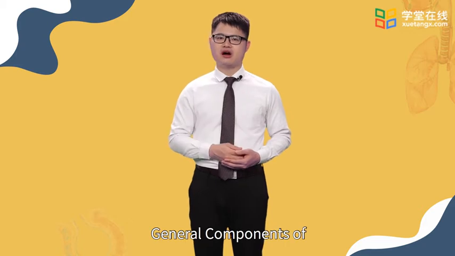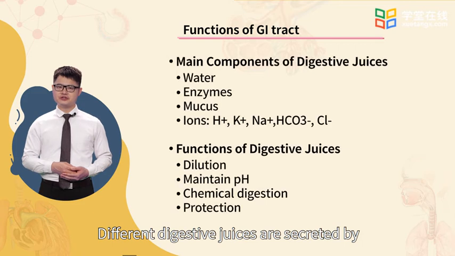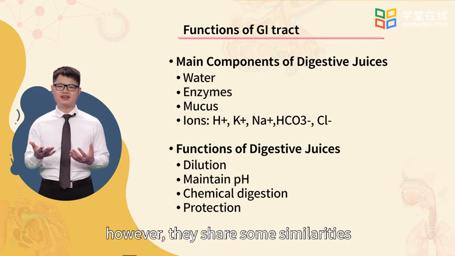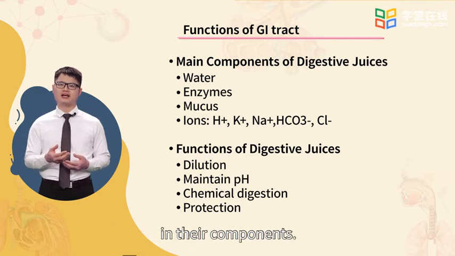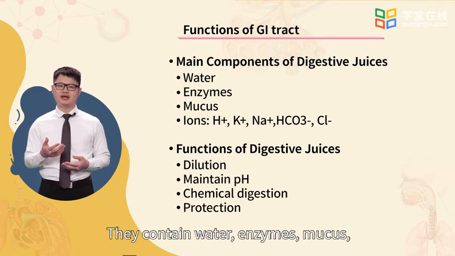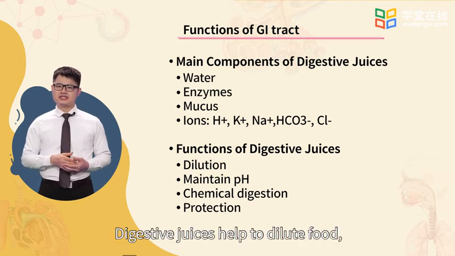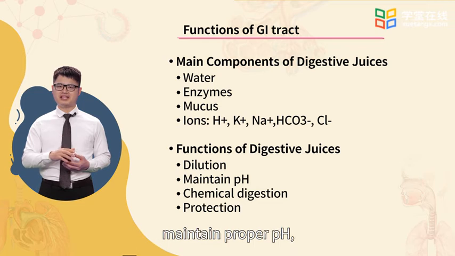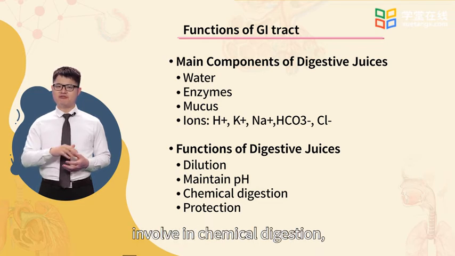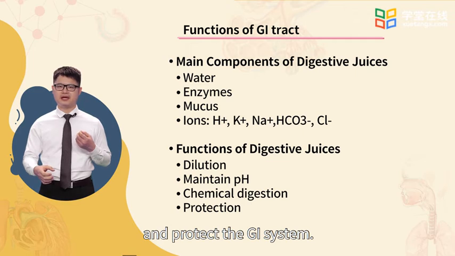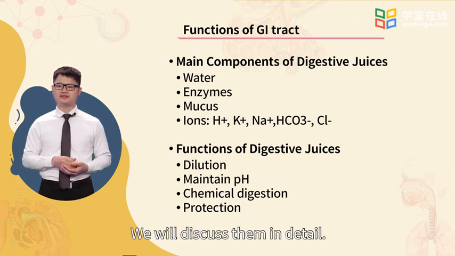General components of digestive juices and functions. Different digestive juices are secreted by different organs in the GI system. However, they share some similarities in their components. They contain water, enzymes, mucus, and ions. Digestive juices help to dilute food, maintain proper pH, are involved in chemical digestion, and protect the GI system. We will discuss them in detail.